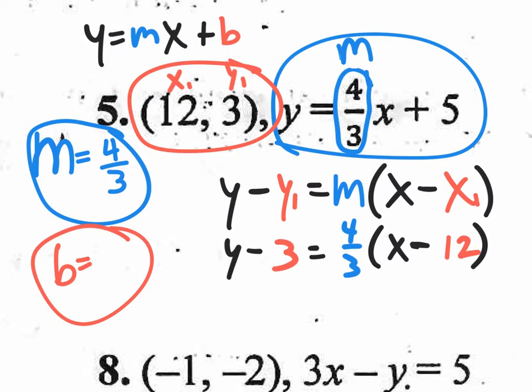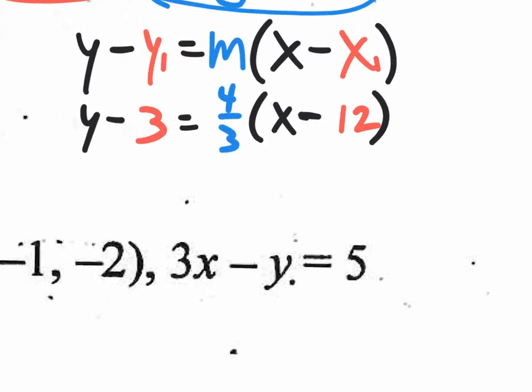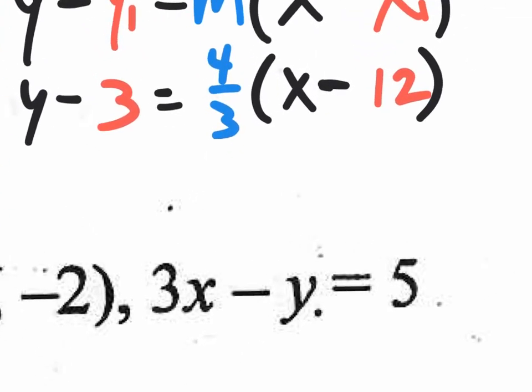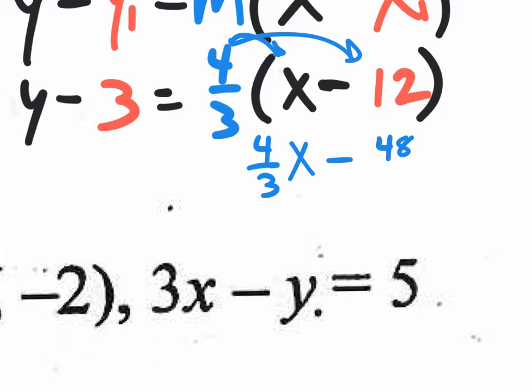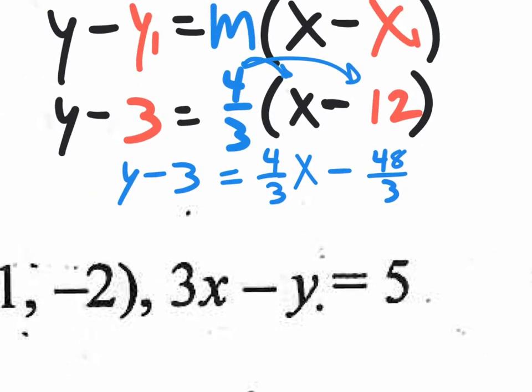Distribute? Okay, so let me zoom in and let me distribute the 4/3. So 4/3 times x, that's going to be 4/3 x. And then 4/3 times negative 12, that's going to be a negative, 4 times 12 is 48, 3 times 1 is 3. And we still have the equal sign. We still have the 3, the minus, and the y on this side. Let me zoom out a little so you can see the rest.